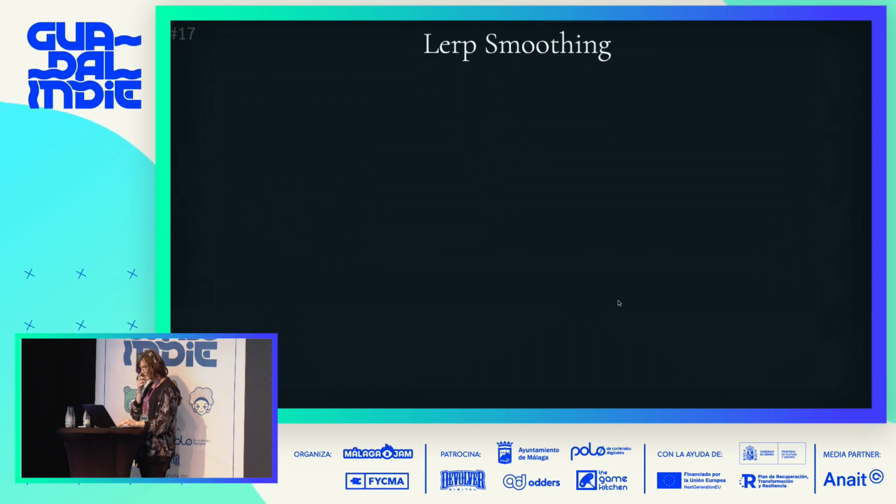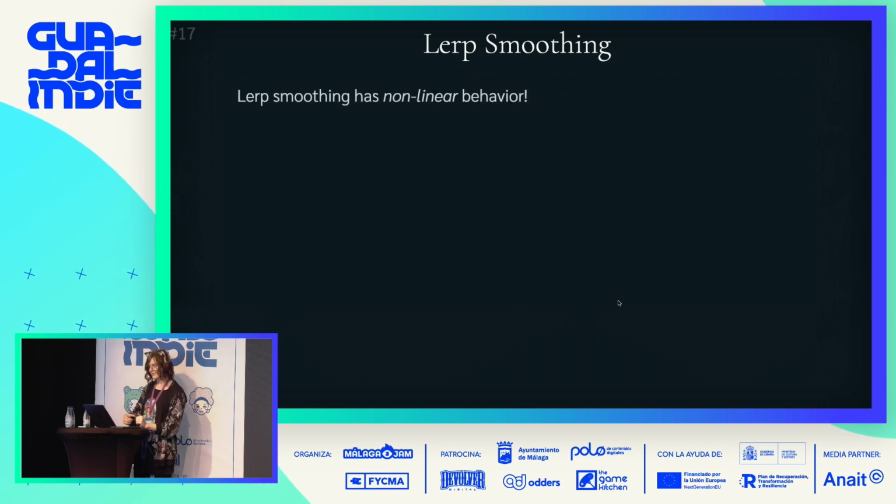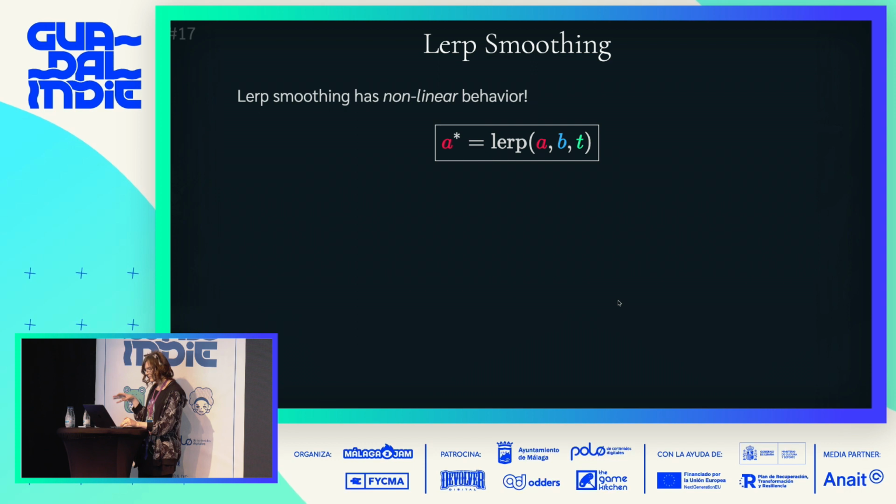All right, so lerp smoothing. This might be a little counterintuitive, because lerp is a linear blend, but lerp smoothing has a non-linear behavior. It has a curve to it, right? Lerp smoothing is a special case where the first parameter a is given a new value, which is the result of the lerp function. So the lerp function gives us a new value, and that's going to be the input for the next iteration of this function. Let's simulate it a little bit here.